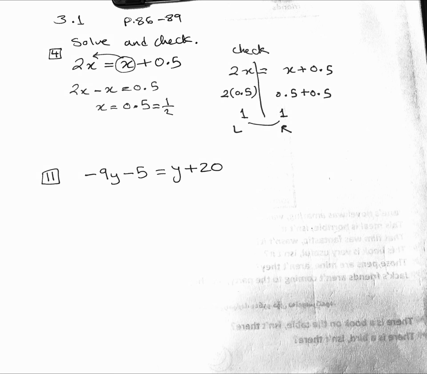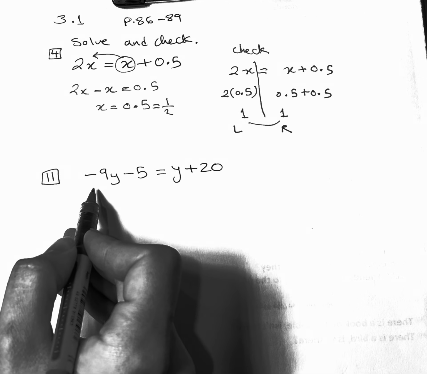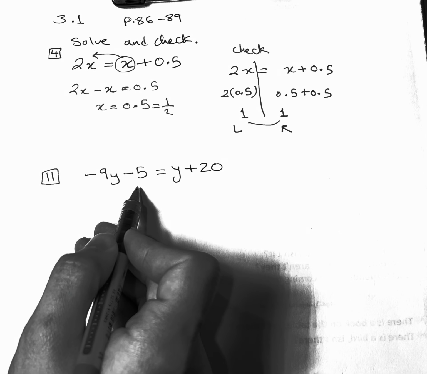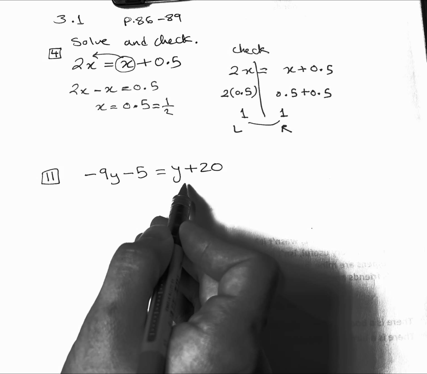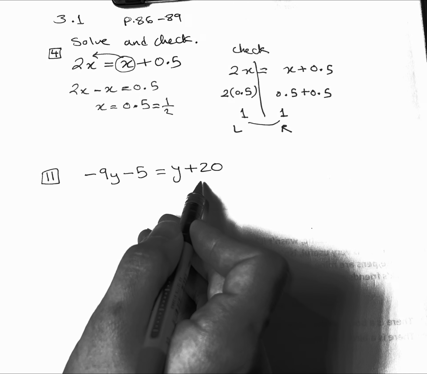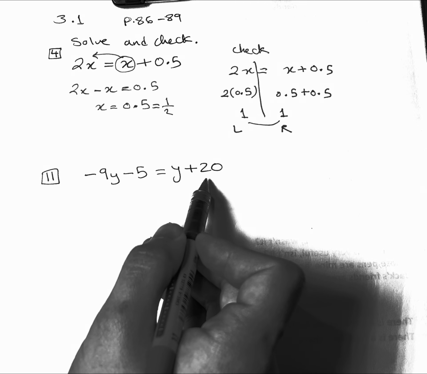I have negative 9y minus 5 equals y plus 20. Again, can I subtract those two? No. Why is that? Because those two are unlike terms. What about those two? Can I add them? No. Why? Because these are unlike terms. One of them is variable, one of them is number.